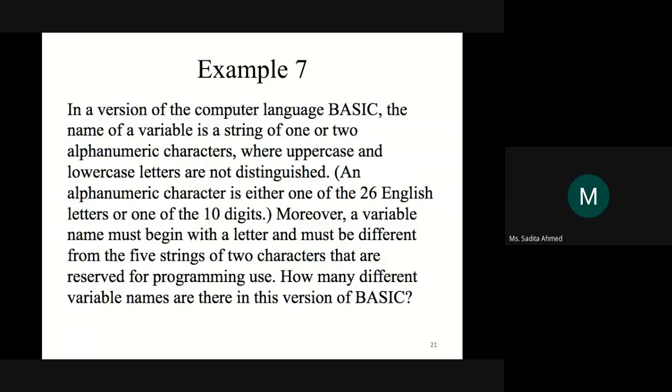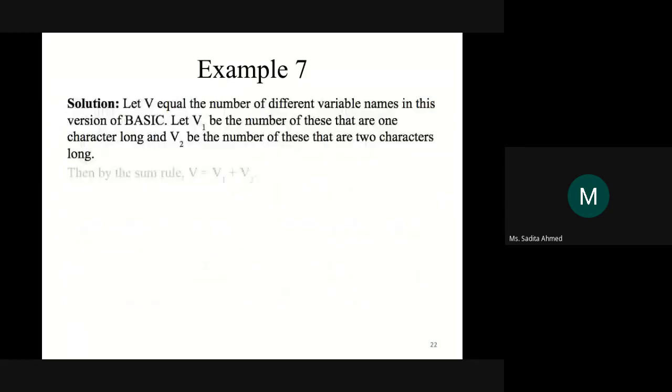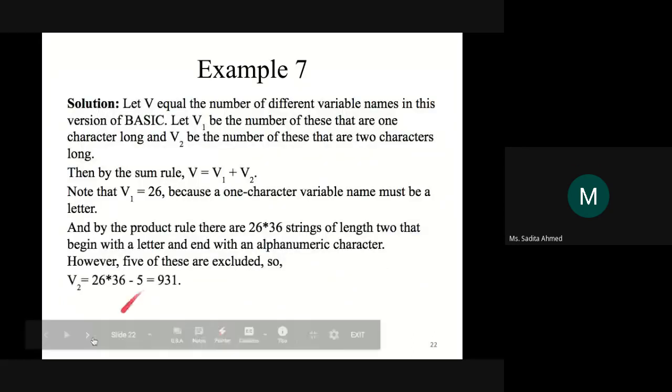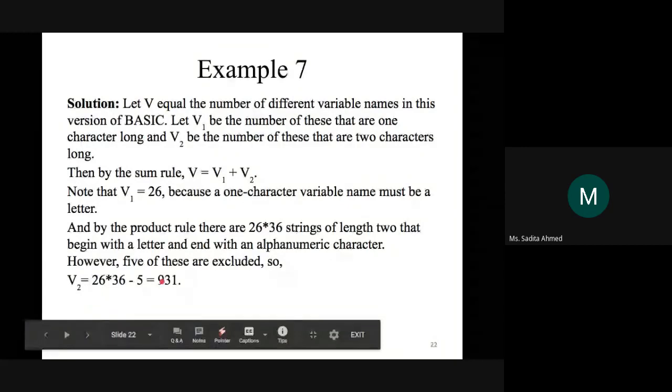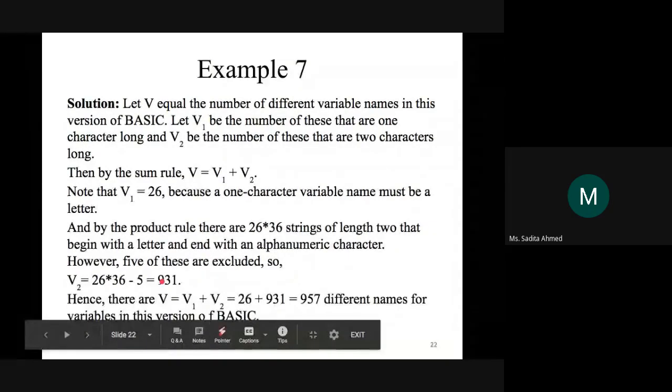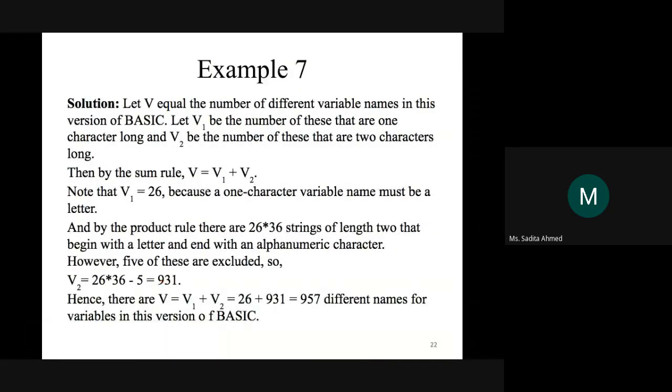Because they are reserved for programming use, right? So what does that mean? That whichever strings you choose for these 5, once you choose them, they will remain fixed. So just simply, we deduct those 5 from our previous count, and we'll get V2, right? Any other questions or confusions or observations regarding this problem? No, miss.